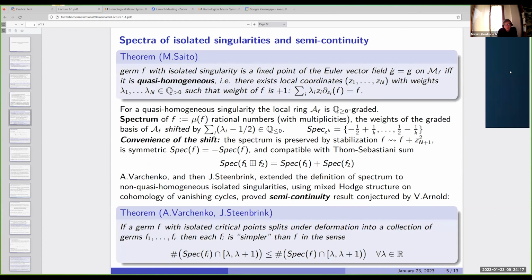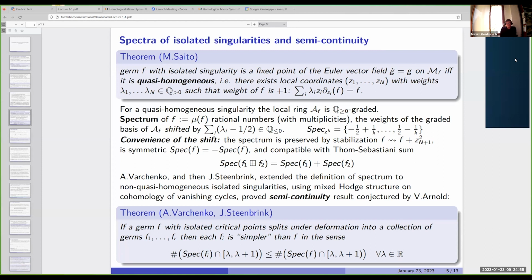Yeah. Now, what about the next story? For the series, I want to speak about spectra and certain semi-continuity. First, there is an old result by Saito that a germ of isolated singularity is a fixed point of the Euler vector field if and only if the singularity is quasi-homogeneous. So one can introduce locally some coordinates and endow them with certain positive weights, which are rational numbers, such that my function f has weight 1, so it will actually be a quasi-homogeneous polynomial.